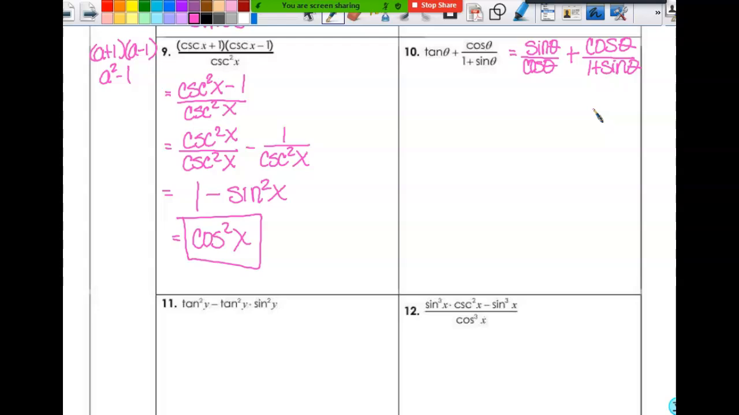So once I have this, now I have two fractions, and I need to combine them. I need a common denominator. My common denominator is going to be cosine theta times 1 plus sine theta. So just like anything else, that first fraction is going to have to be multiplied by something, and that something is the 1 plus sine theta. So I'll have to get sine theta times 1 plus sine theta. And then this one has to be multiplied by cosine over cosine, so that would be plus cosine squared theta.